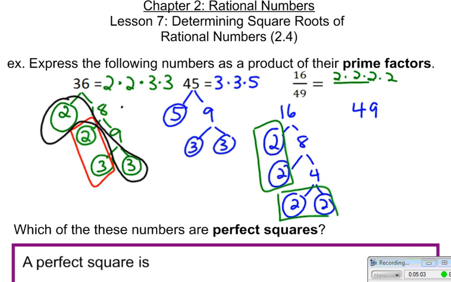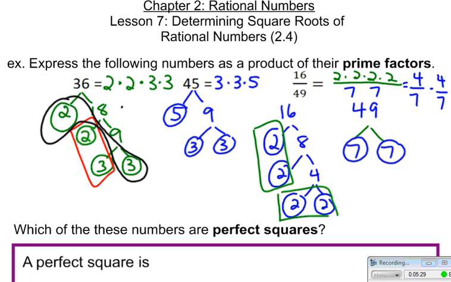Now 49 is a perfect square, and it splits into 7 times 7, and 7 are prime numbers. So we have 2 times 2 times 2 times 2 over 7 times 7, or we could say 4 over 7 times 4 over 7. So if you notice, we have the same fraction times itself, so this is a perfect square.